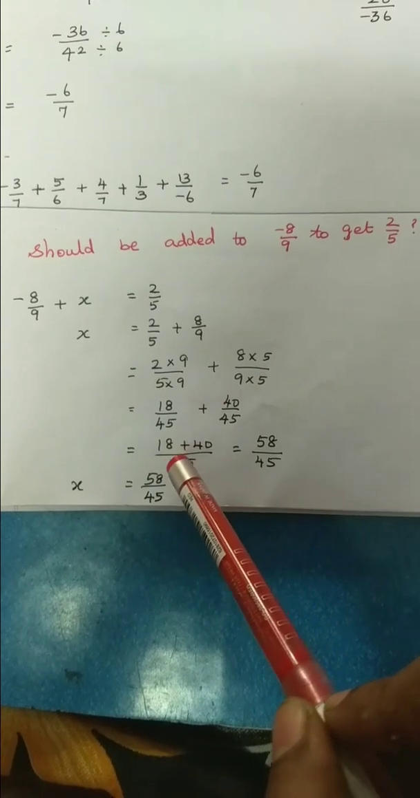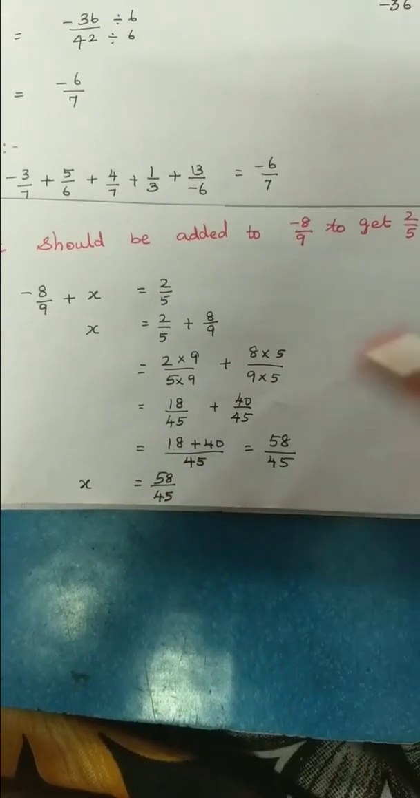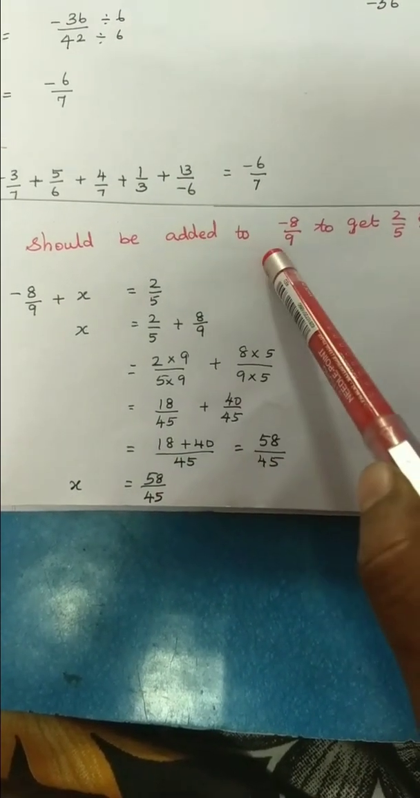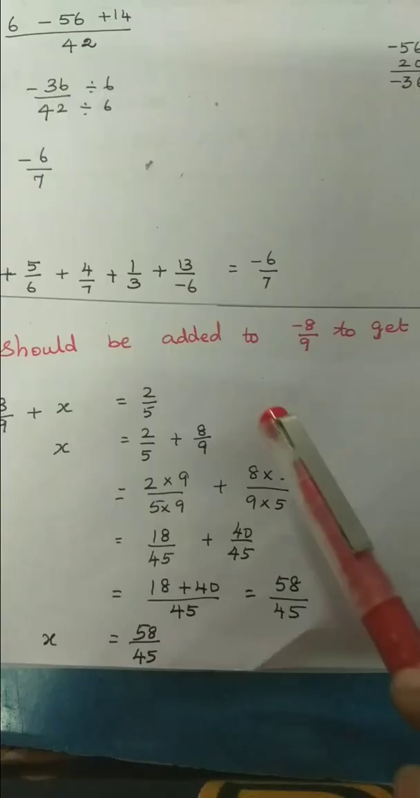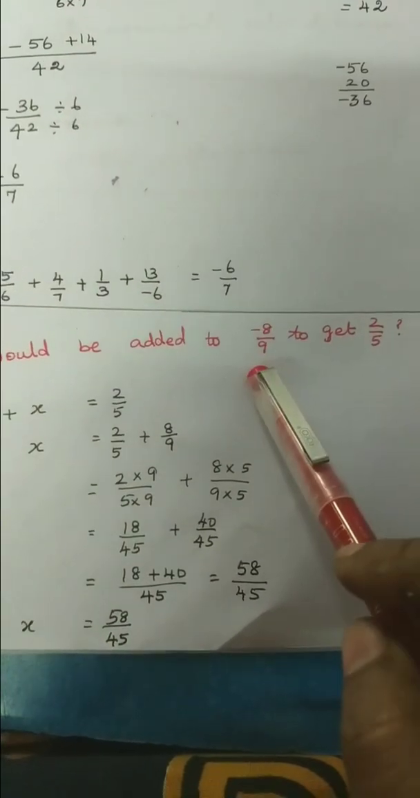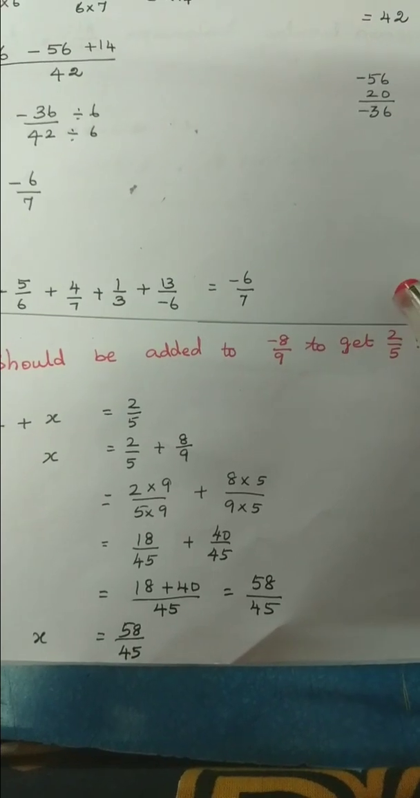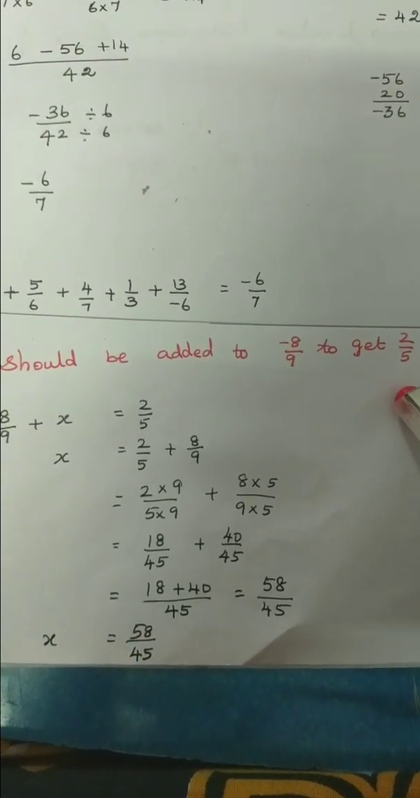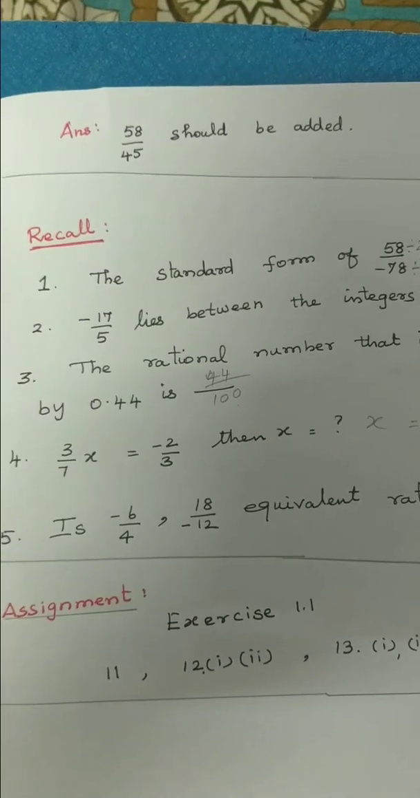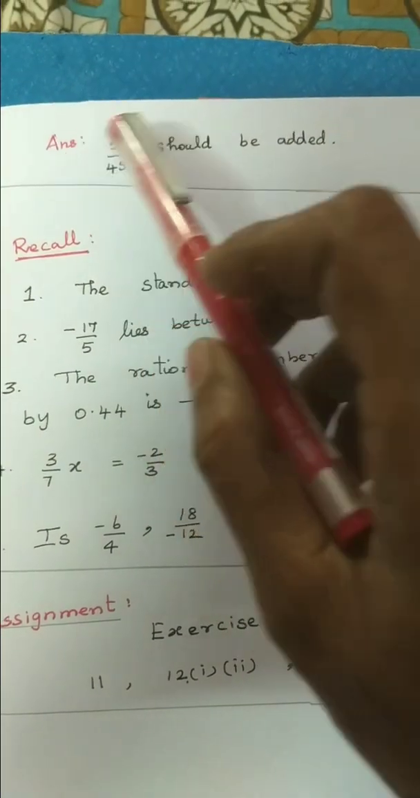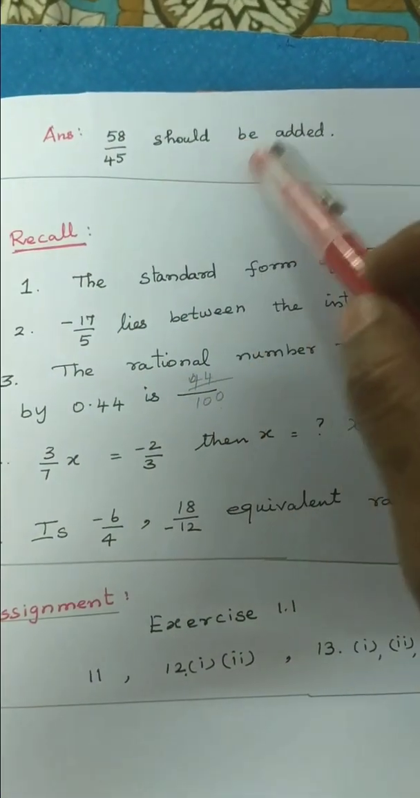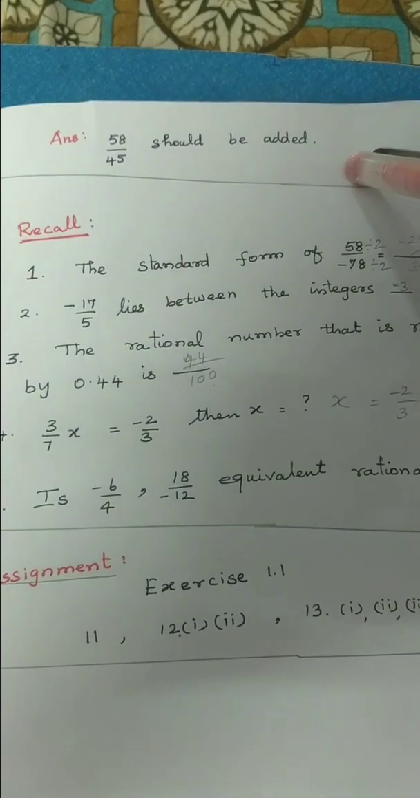Then 58 by 45 should be added to minus 8 by 9 to get 2 by 5. Now the answer is 58 by 45 should be added.